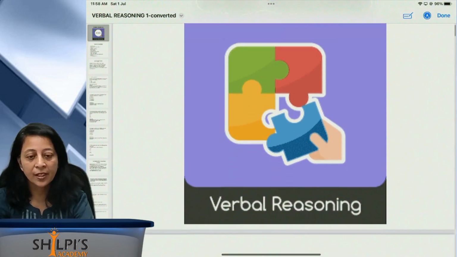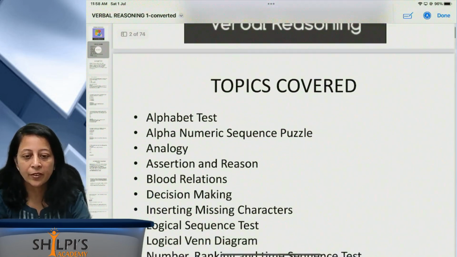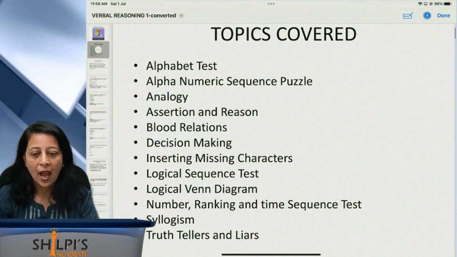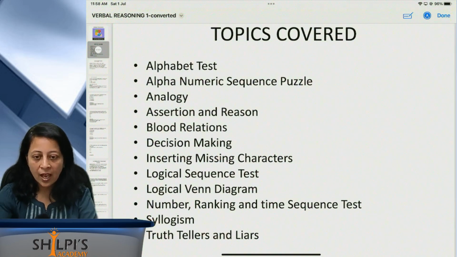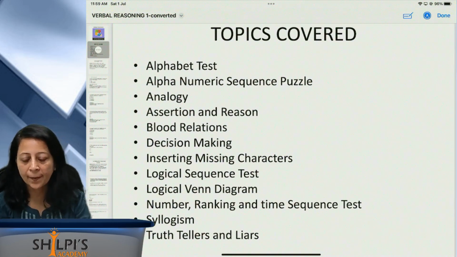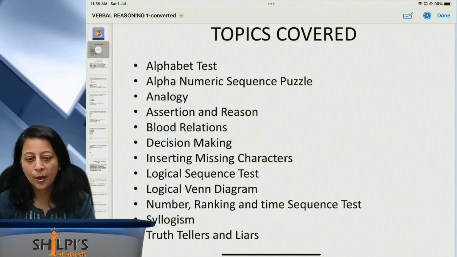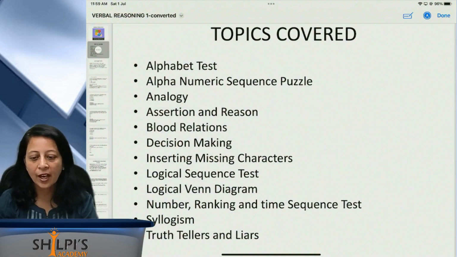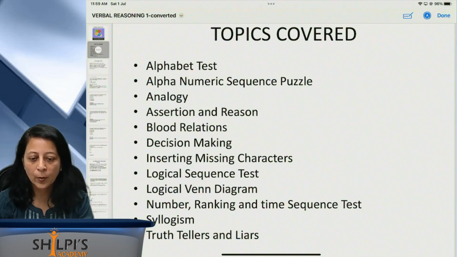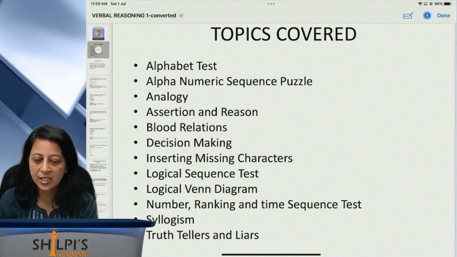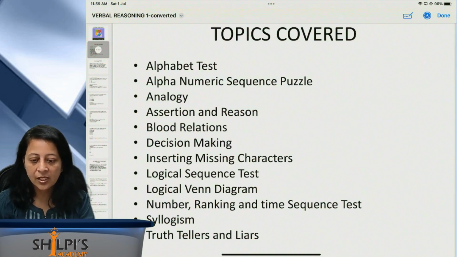So the topics that we are going to cover under the verbal reasoning will be alphabet test, alphanumeric sequence puzzle, analogy, assertion and reasoning, blood relations, decision making, inserting missing characters, logical sequence test, logical Venn diagram, number ranking and time sequence test, syllogism, truth tellers and liars.